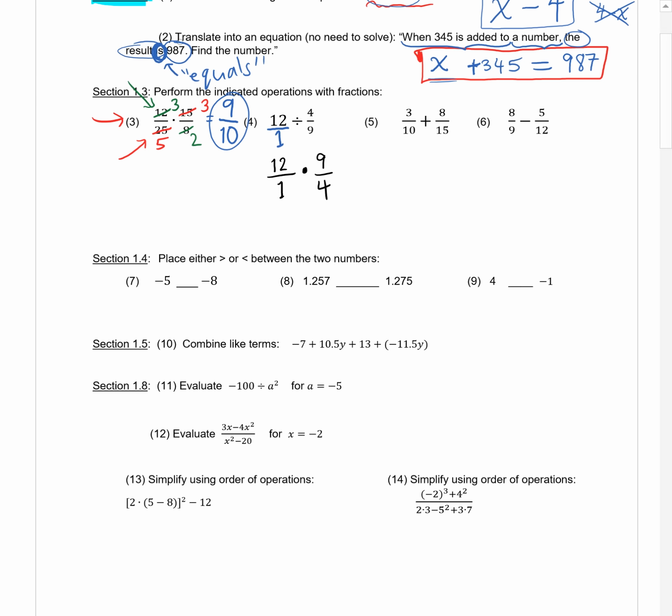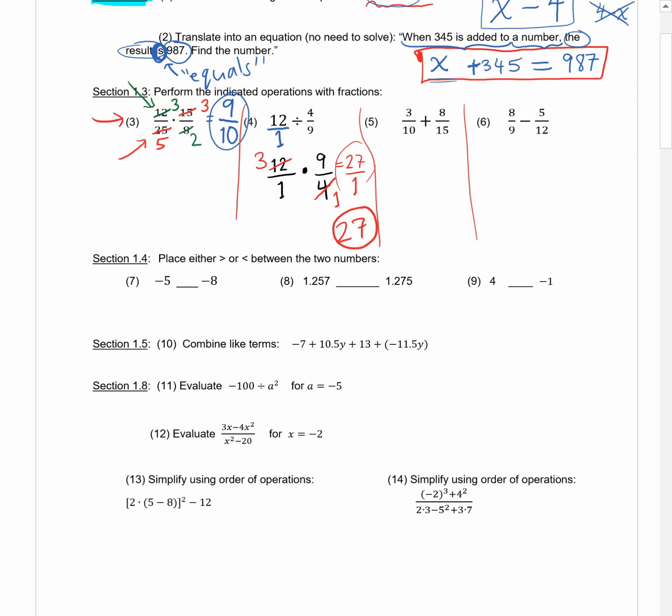And now we can see if there's anything to reduce. The only thing I can reduce is along this diagonal. 4 goes into 4 once, 4 goes into 12 3 times. And if you multiply across, you're left with 3 times 9 is 27, over 1 times 1 is 1. But remember that anything over 1 as a fraction can be reduced to a whole number. Because think of this as like 27 divided by 1. 27 divided by 1 is just 27, so you might as well write the whole number 27. Alright, and that's that one.